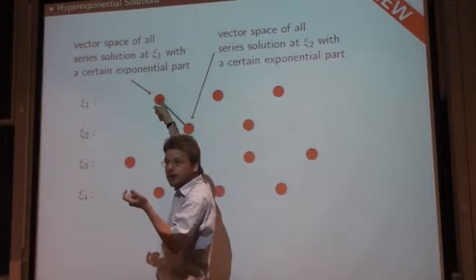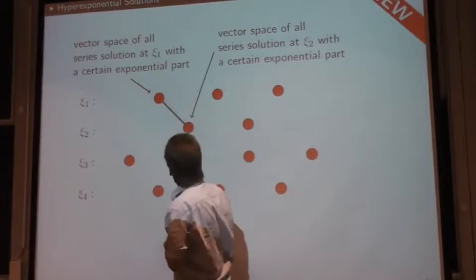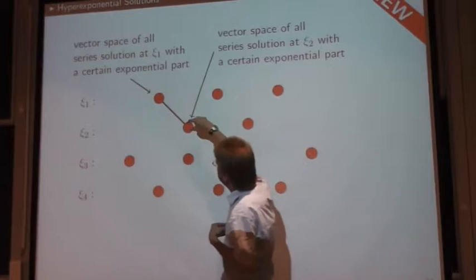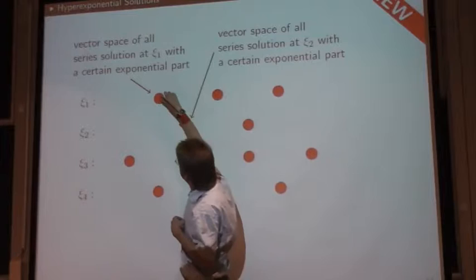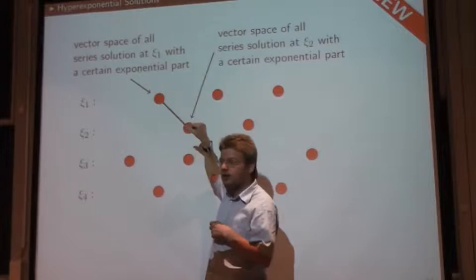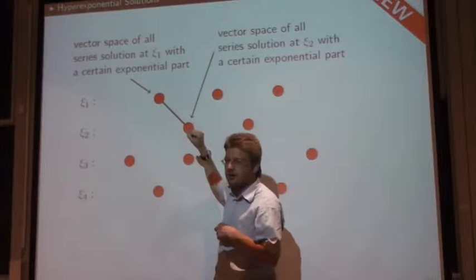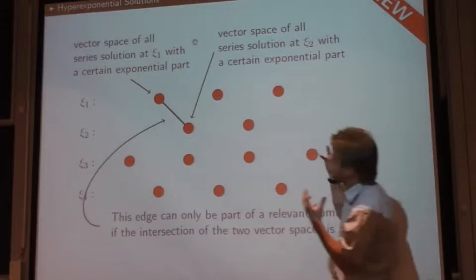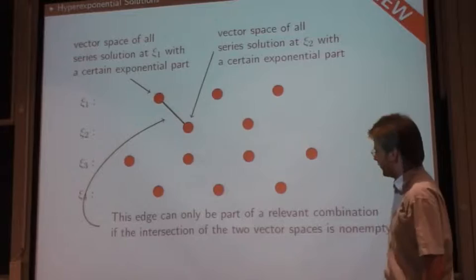And also here, it must be there, because if you expand it at this point, it has this exponential part and not this. So what that tells us is this edge can only occur in a valid combination if the intersection of these two vector spaces is non-empty. Right? Where did I lose you? Okay. So this is the critical observation. This edge can only be part of a solution, of a valid combination, if the intersection of the corresponding vector spaces is not empty.